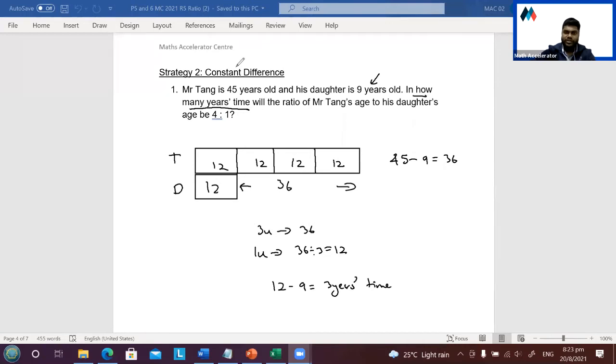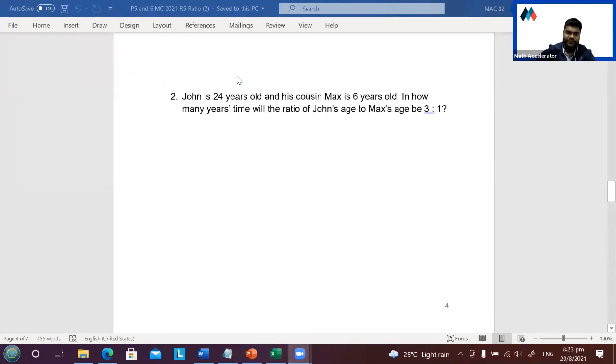Okay, now let's move on to question number 2. Okay, so remember, the age difference will always remain the same across time, okay? So John is 24 years old and his cousin Max is 6 years old. The difference will never change. In how many years' time will the ratio of John's age to Max's age be 3:1?